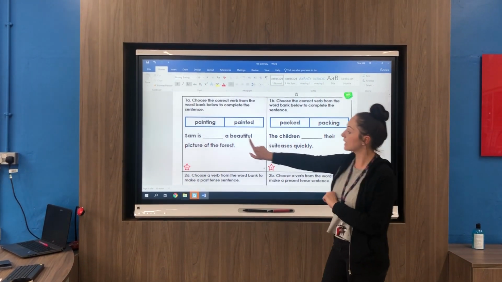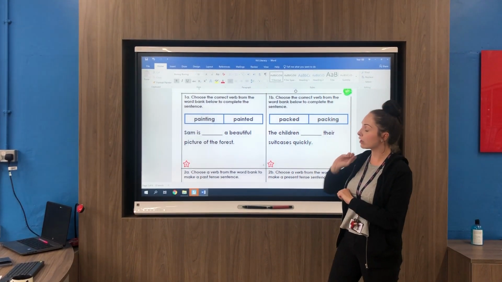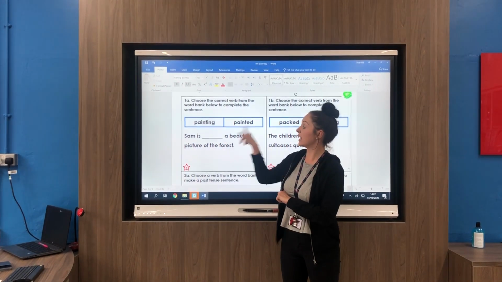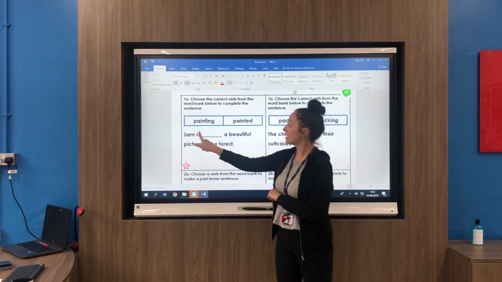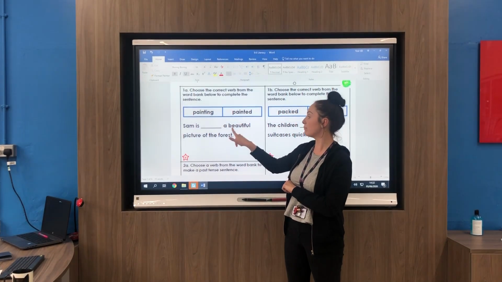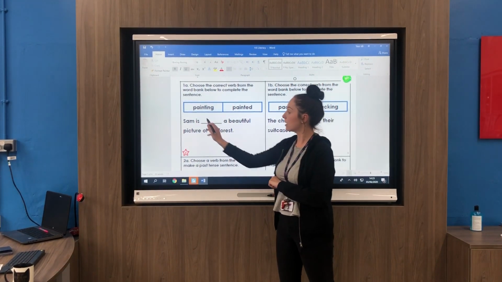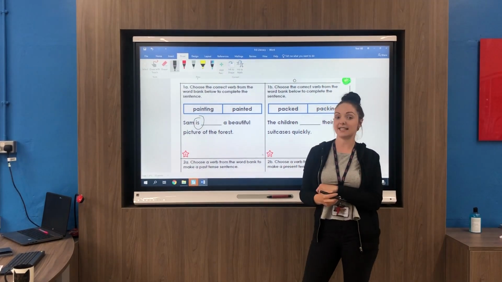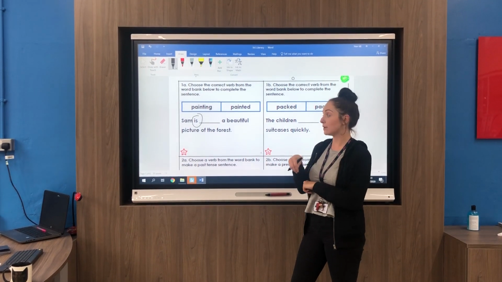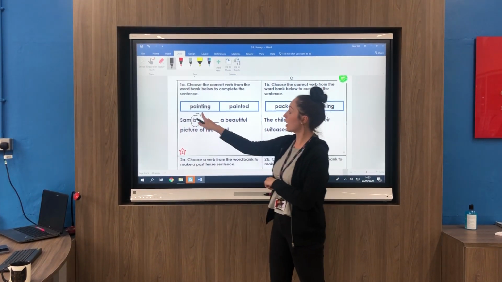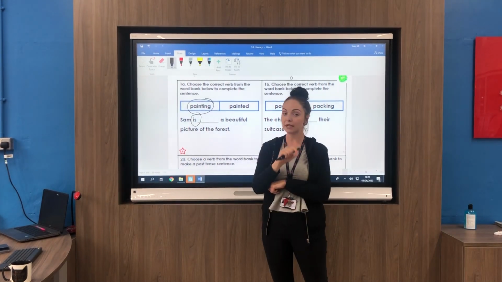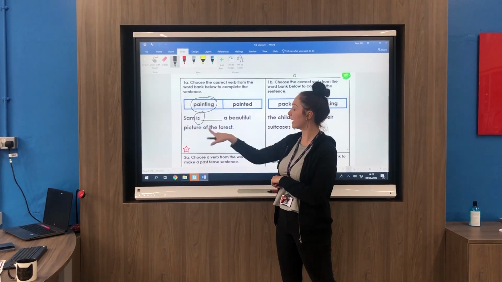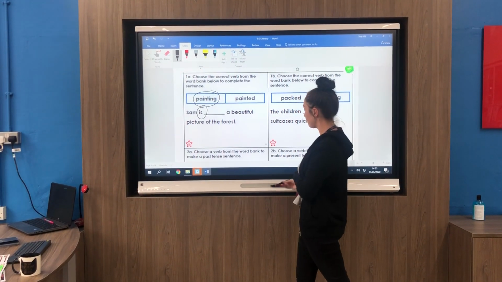On the mild sheet, for these first two questions, all you've got to do is read this sentence really carefully and think carefully which one of these words fits. So, Sam is something a beautiful picture of the forest. So we've got, will the pen work? Yeah. We've got "is" in that sentence, so that makes our sentence present tense, doesn't it? So I think it might be this one, but I'm going to read my sentence again and double check. Sam is painting a beautiful picture of the forest. That makes sense, so it must be right.